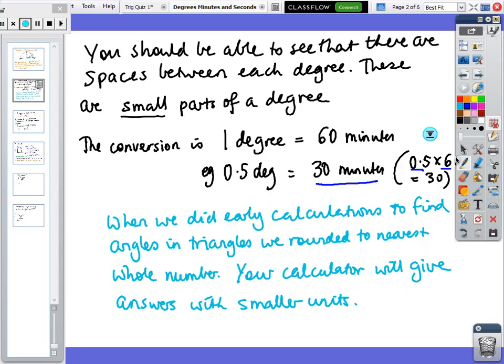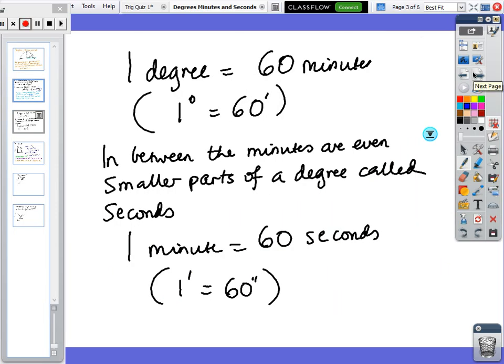And when we did earlier calculations finding angles in triangles, so when we did it before in trigonometry, we were always rounding to the nearest degree. But your calculator will do all the hard work for you. So you don't have to worry about this sort of calculation. The calculator does it for you. So you don't need to copy anything down on that page. But here's the conversion, if you do want to know.